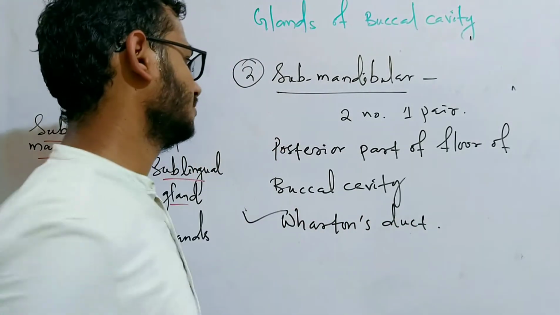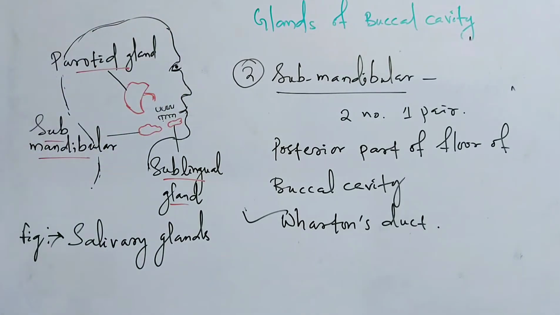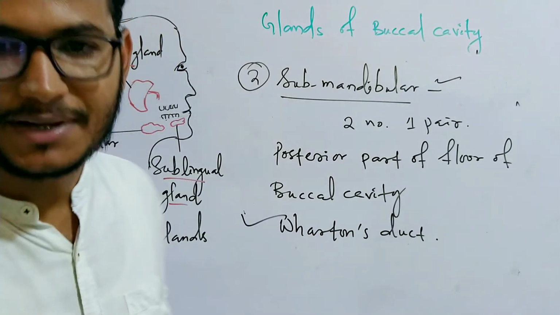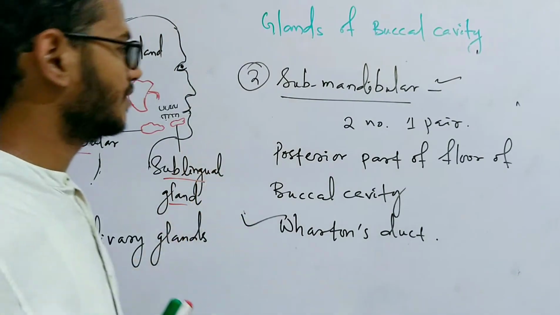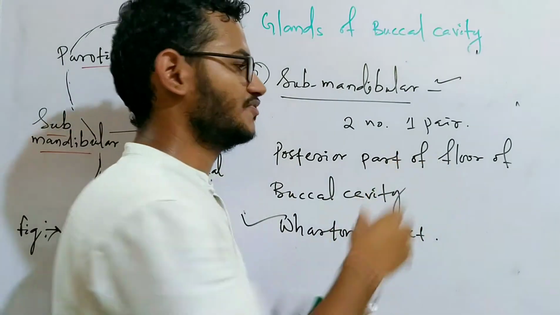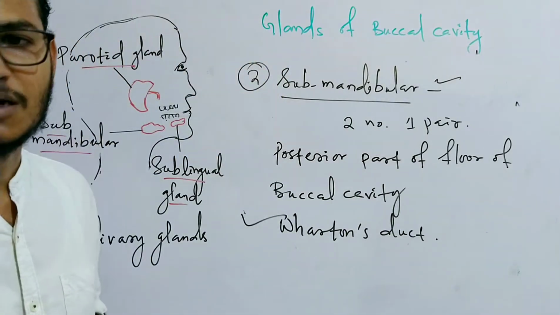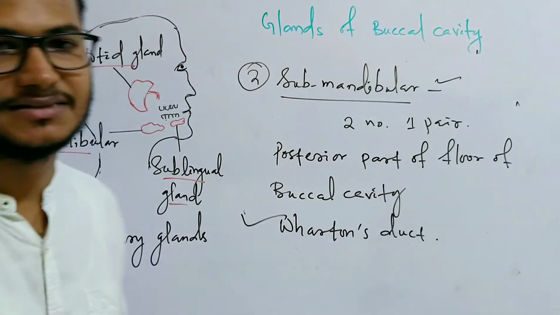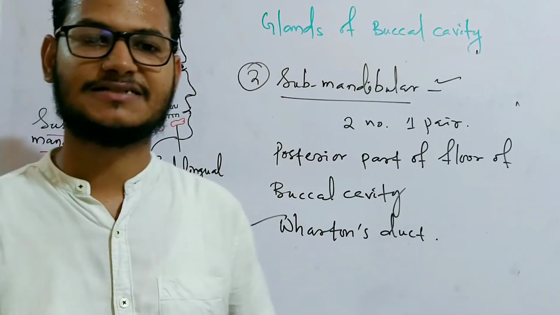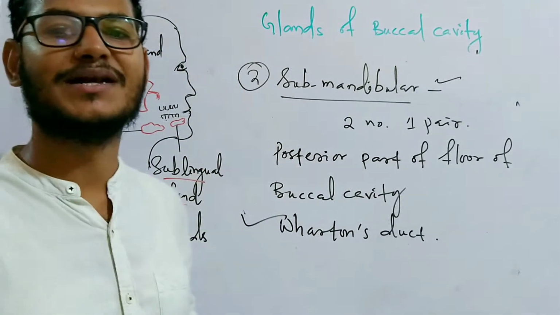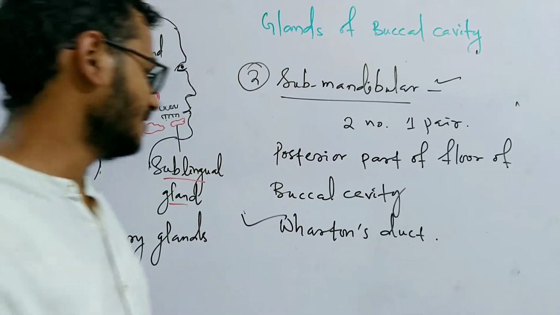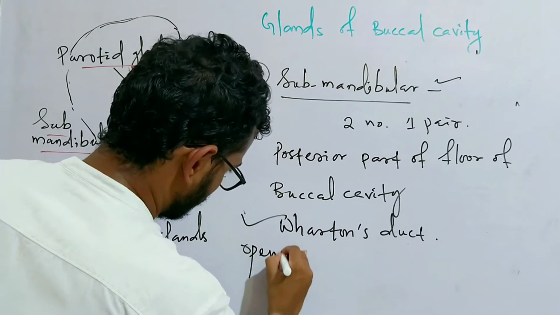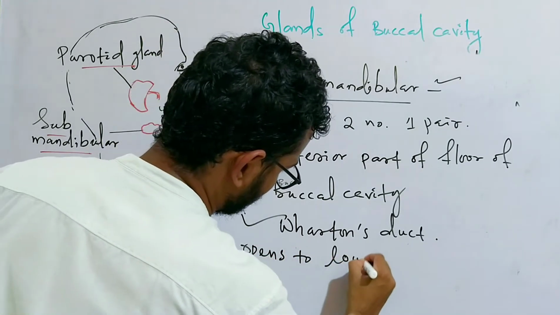Okay, so the second well-known salivary gland, the submandibular gland, is also present in a pair. It is present in the posterior part of the floor of the buccal cavity. The secretion is carried by the Wharton's duct, and it opens to the lower jaw near the incisor.